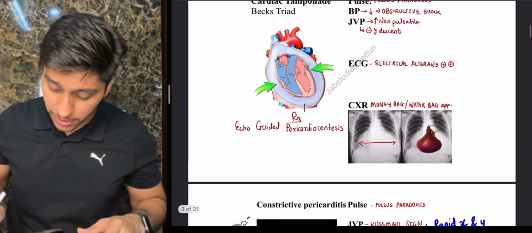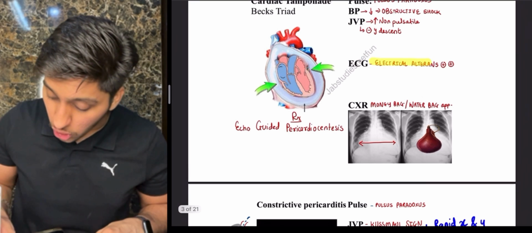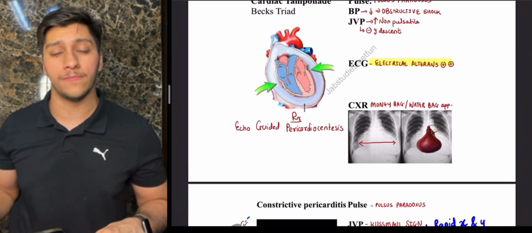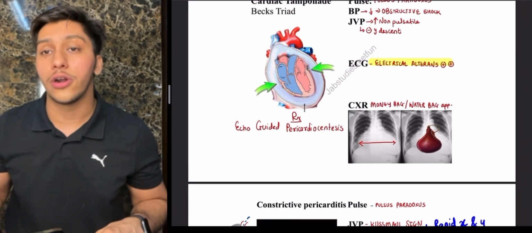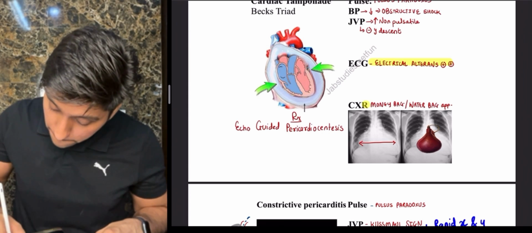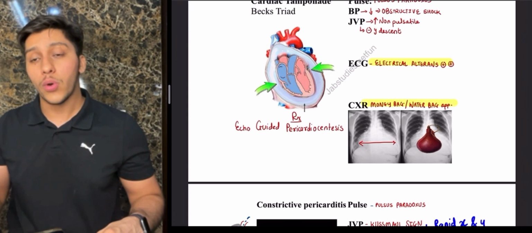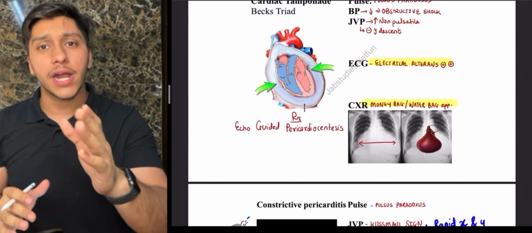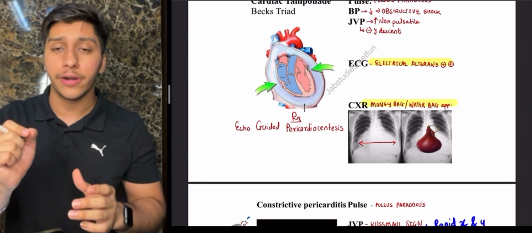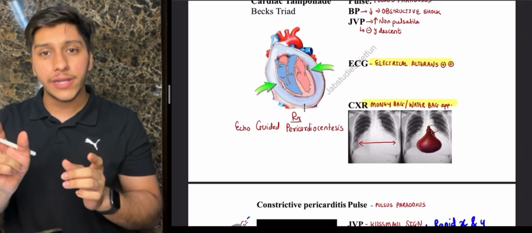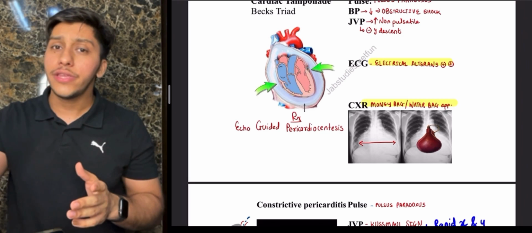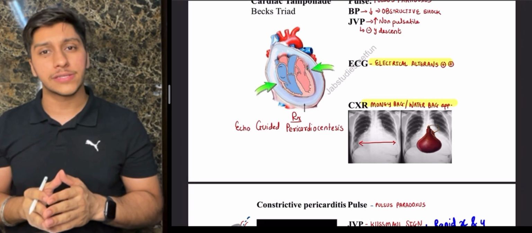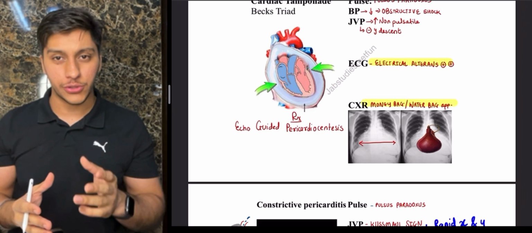Features which you need to remember: you get to see electrical alternans in cardiac tamponade also, and you also get to see a money bag or water bag appearance. Why, guys? Because obviously there is water around. So you might notice one thing: in both pericardial effusion and cardiac tamponade, you have two same features. One is electrical alternans, the other is a money bag or water bag appearance. So how do you differentiate between the two?